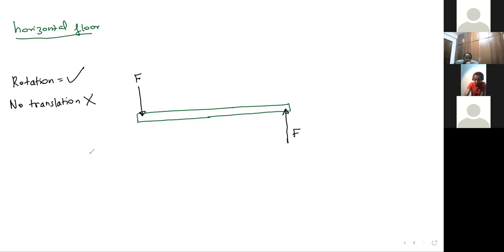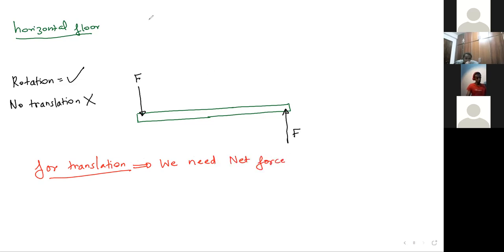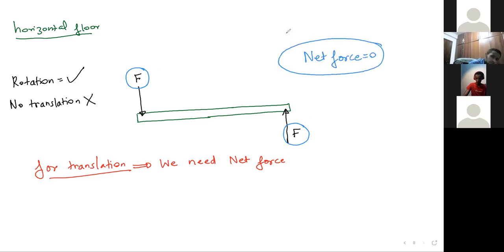See, for translation, the basic definition is that we need a net force, correct? Agreed? Correct? Okay. And in this case, there is one force in the downward direction, one force in the upward direction. Can I say the net force is 0? Yes. Correct? Do you agree with this?